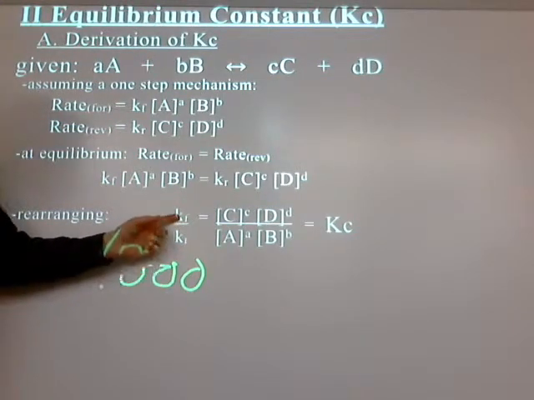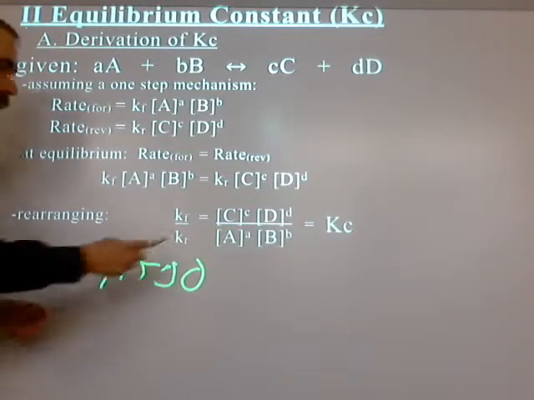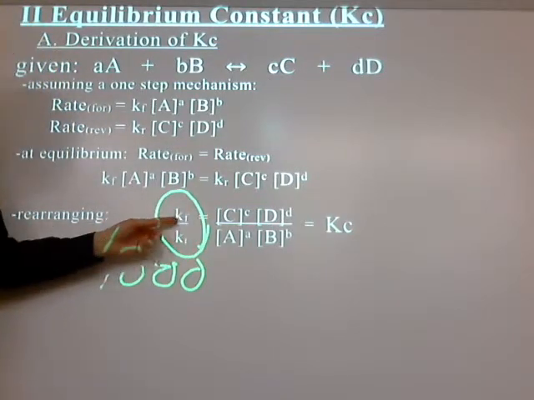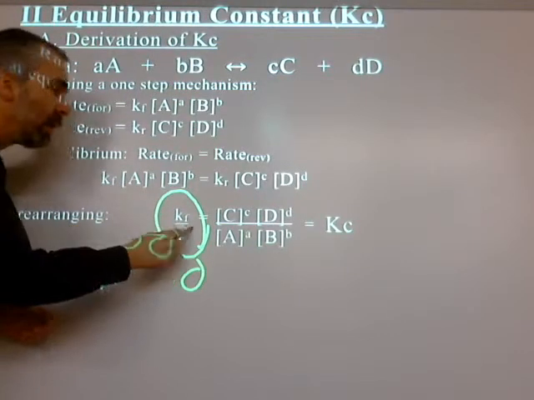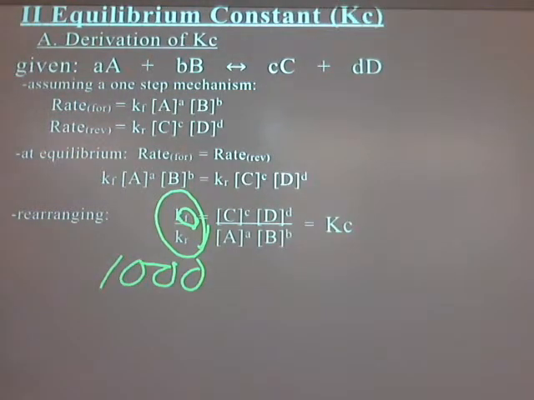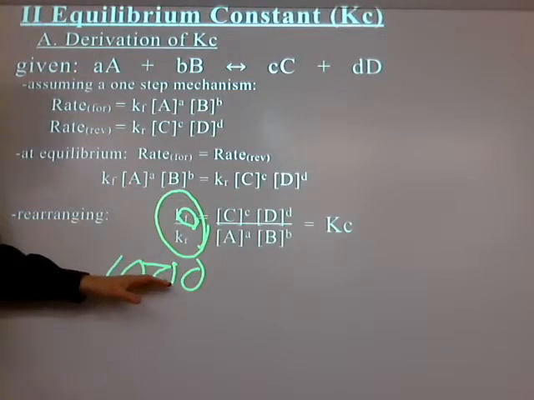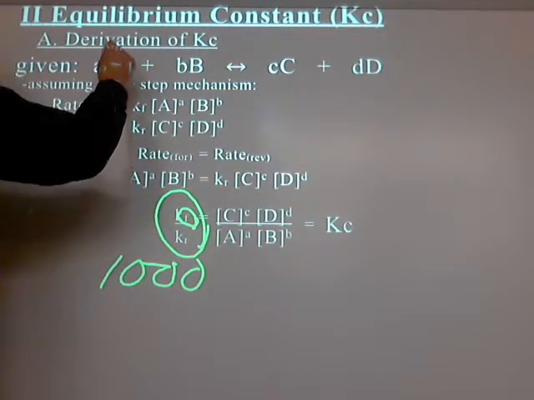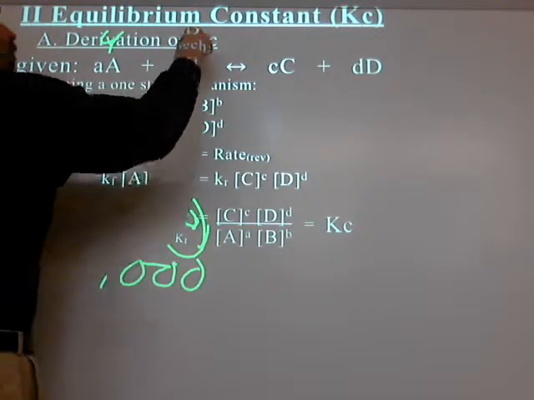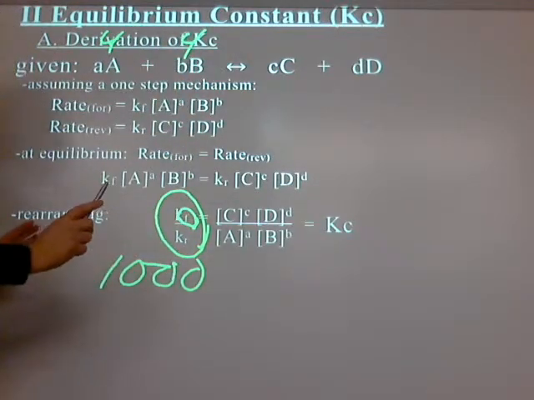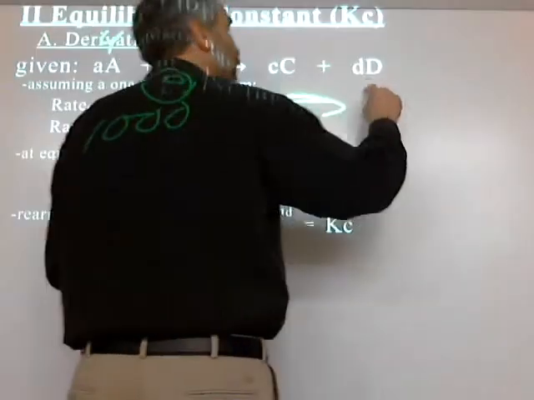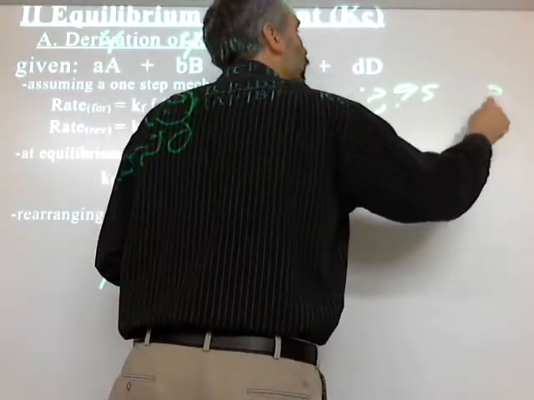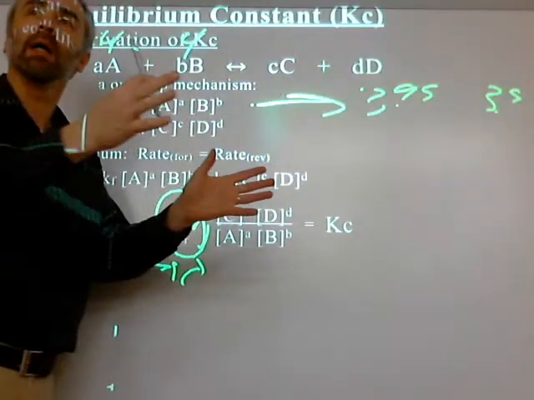What does that tell me about the rates? In order for this ratio to be 1,000, who has to be bigger, the numerator or the denominator? The numerator. So that means the forward rate is way better than the reverse rate. And that's one of those cases where if I put in 4 moles of this and 4 moles of that, with a large Kc, when I finally end up with my products, I'll end up with like 3.99 moles of this and 3.99 of that. I'll get mostly product.